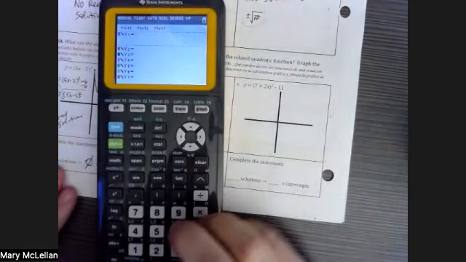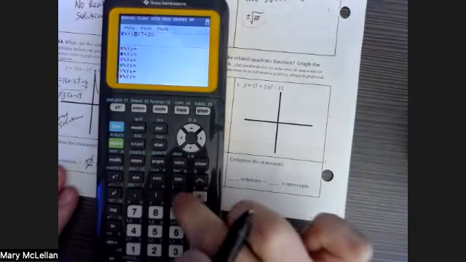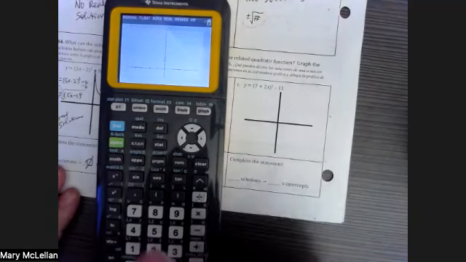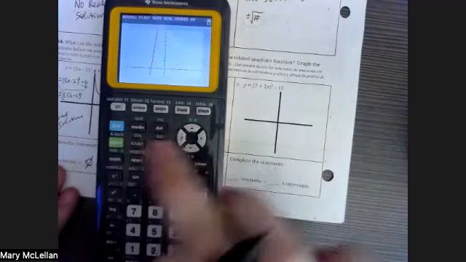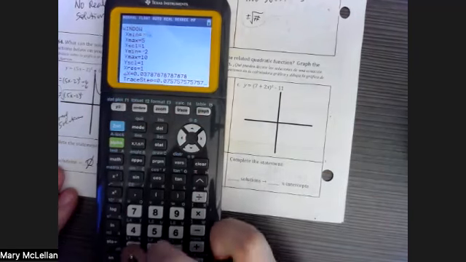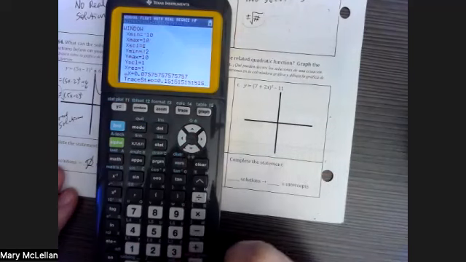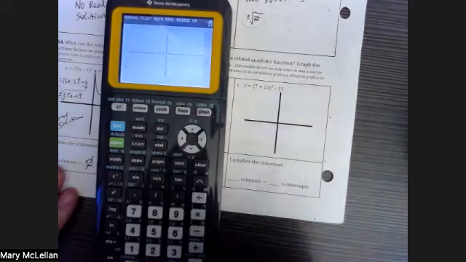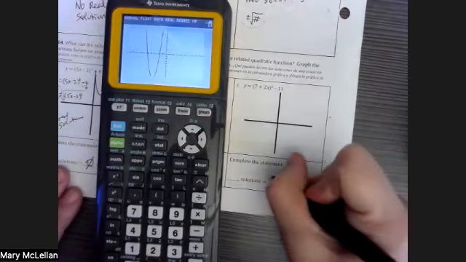Y equals 7 plus 2x squared minus 11. Oh, looks like I need to zoom. No. Let's go from -10 to 10 and have this go down further. Graph. Let's see if that's better. Good enough. There are 2 x-intercepts.